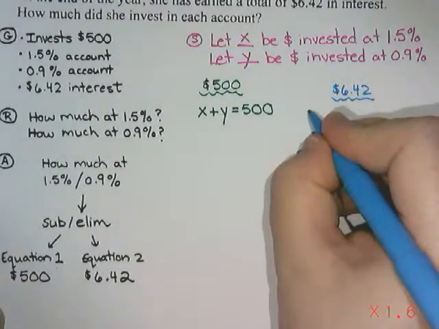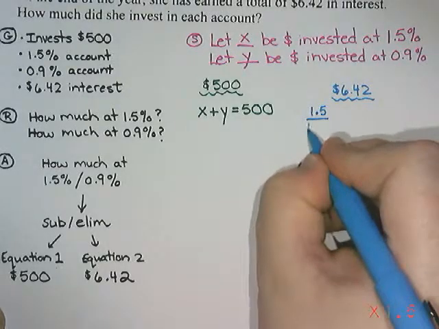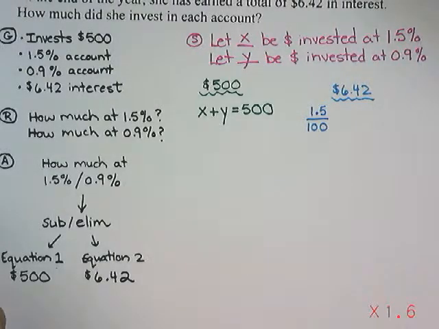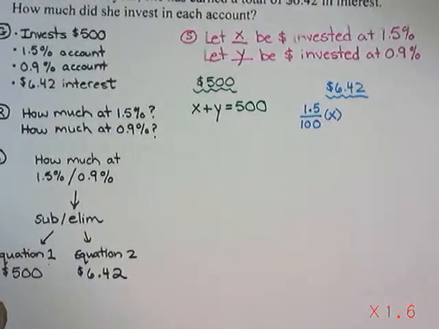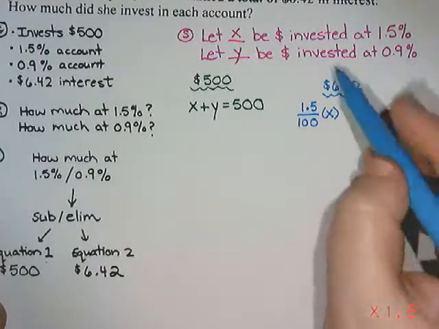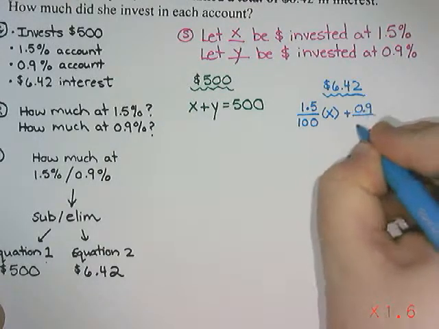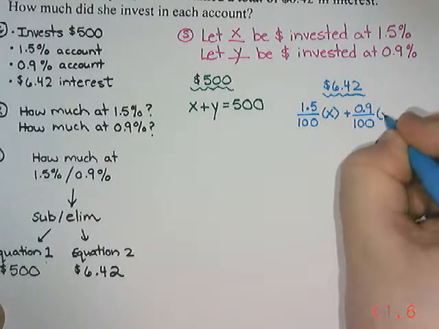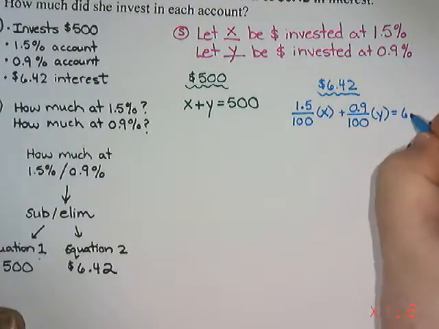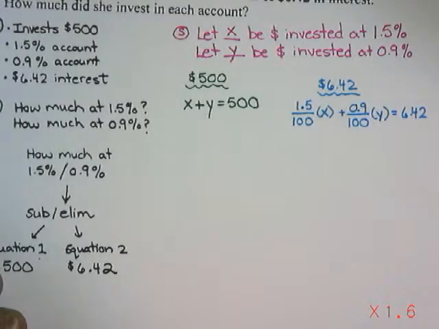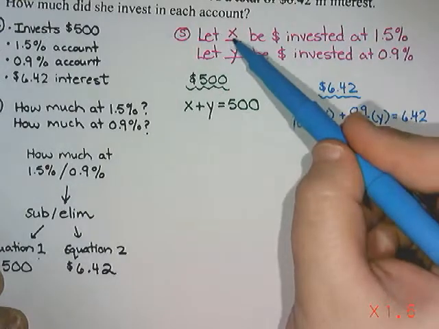How do I do that? We do 1.5, and since it's a percent, we're going to divide it by 100, because percent means per 100, and then times that by x. And then we're going to find 0.9% of y. So I'm going to do 0.9 out of 100 times y, and that should equal $6.42, right?